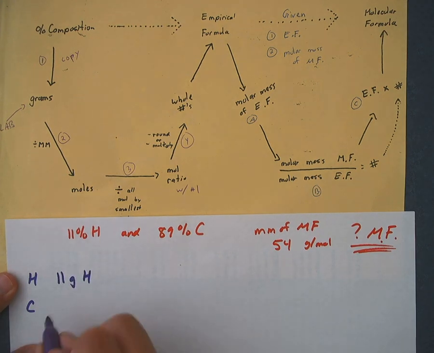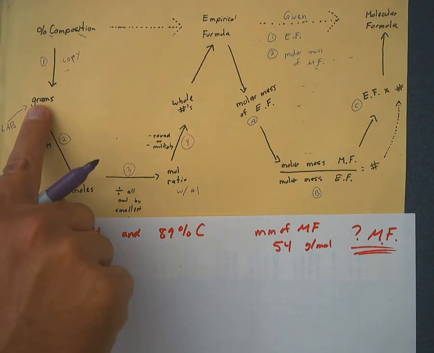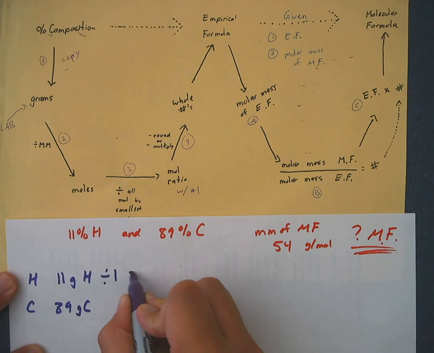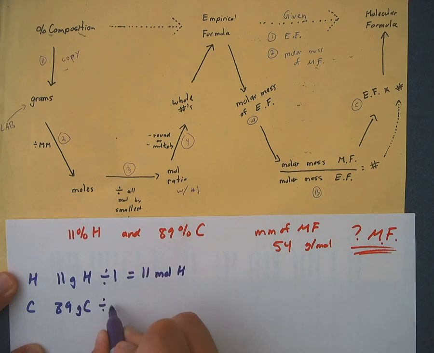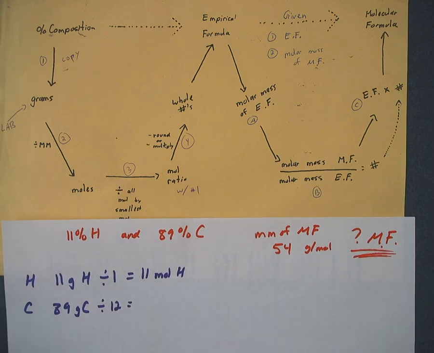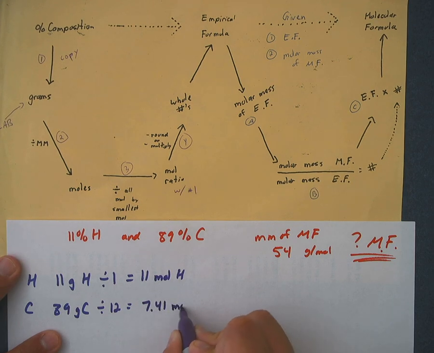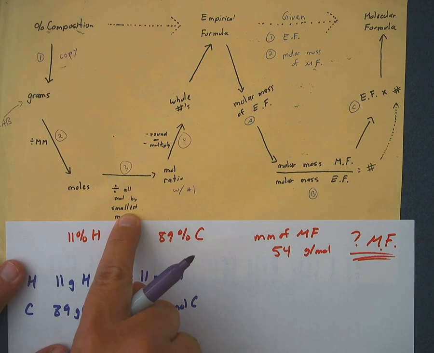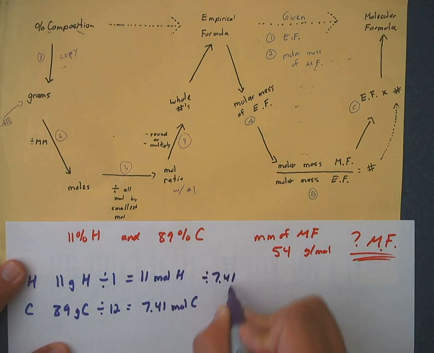11 grams of hydrogen, 89 grams of carbon. How do we convert grams into moles? We divide by molar mass. So I'll divide by 1, which is 11 moles of hydrogen. I'll divide by 12. 89 divided by 12 on the calculator is 7.41 moles of carbon. And then I'm going to divide all moles by the smallest mole. So I'll divide by 7.41.